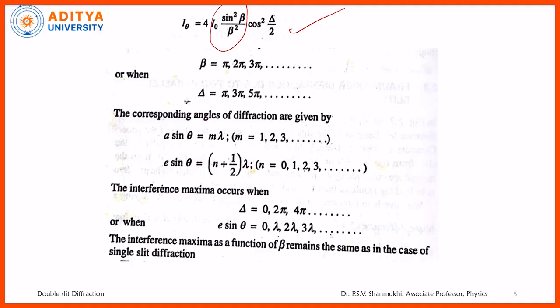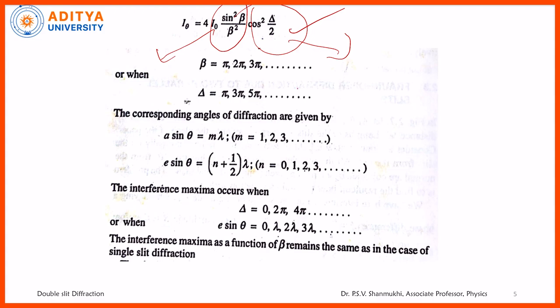Here actually two terms are there, I naught sin square beta by beta square and 4 I naught cos square delta by 2. This is the diffraction term and this is the interference term. Both the terms we have to analyze. What are the interference maxima? What are the diffraction maxima? What are the interference minima? What are the diffraction minima? That is what we have to determine here.